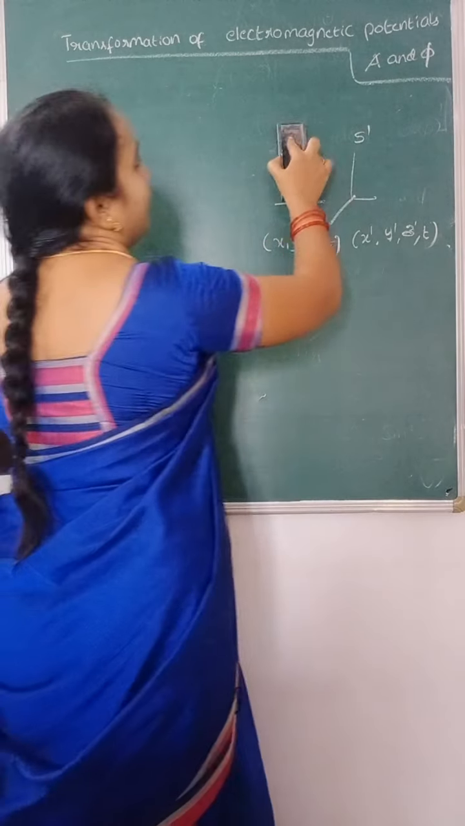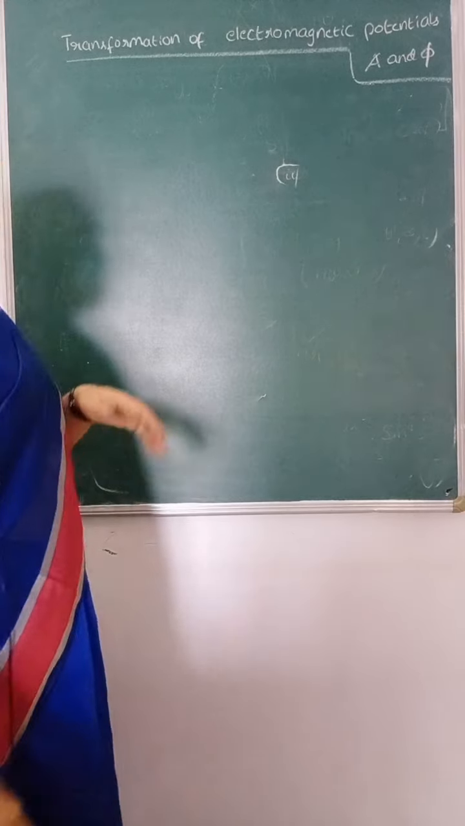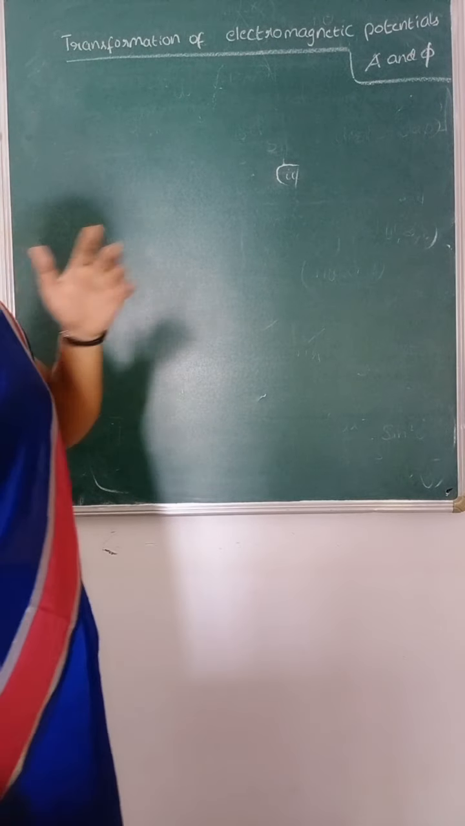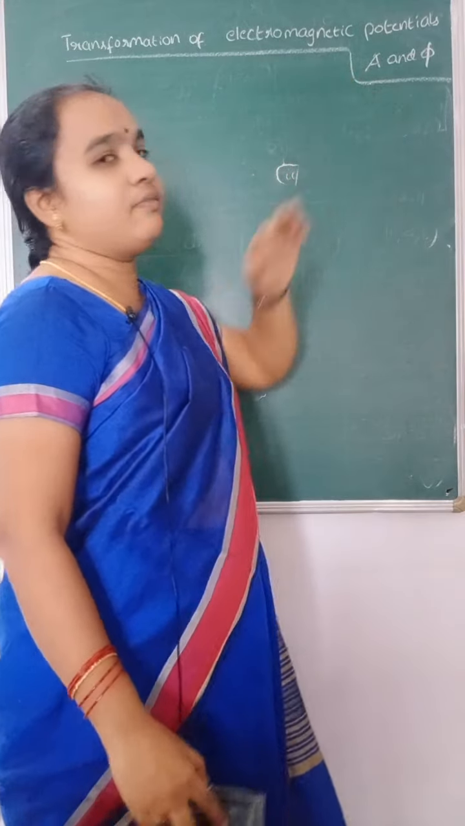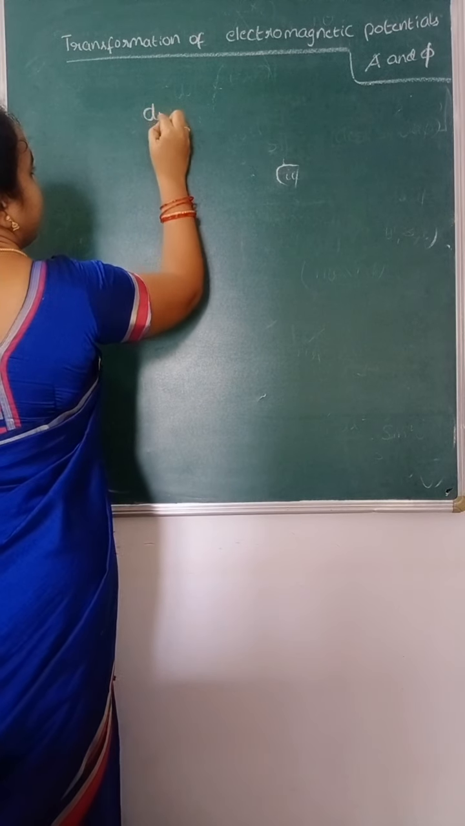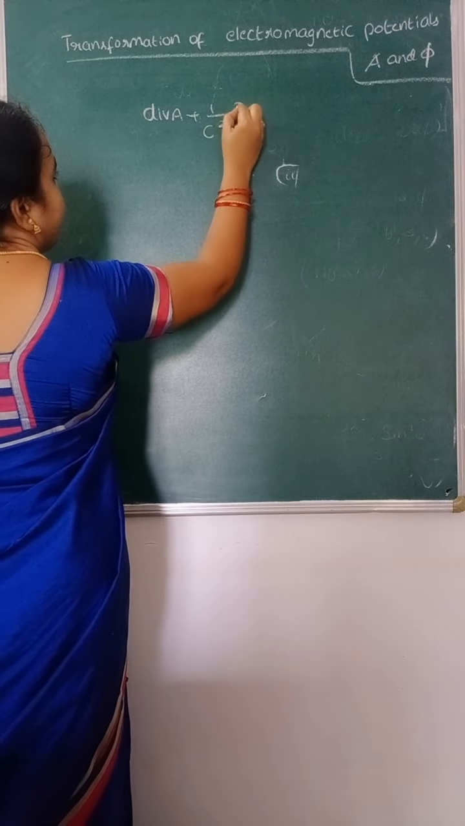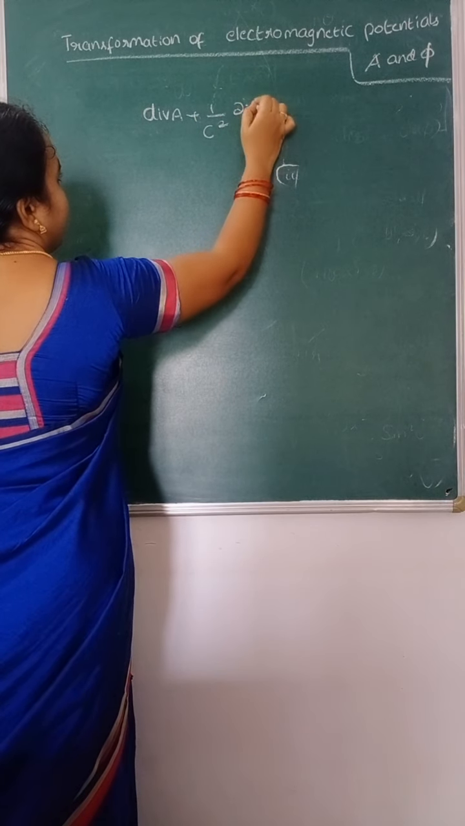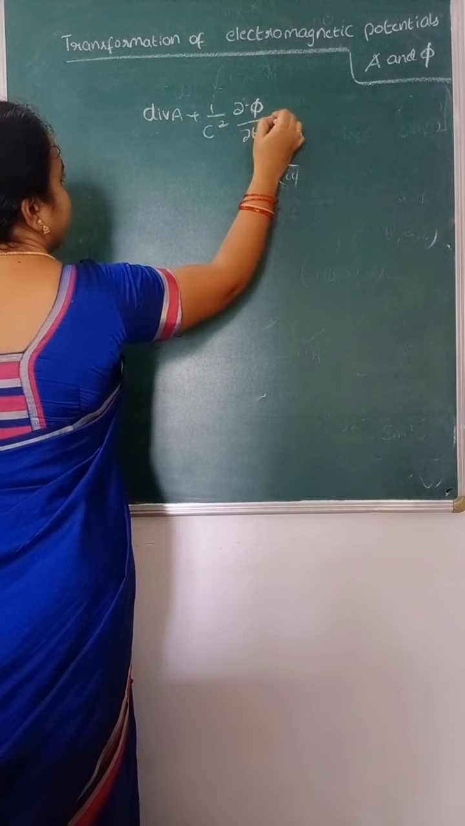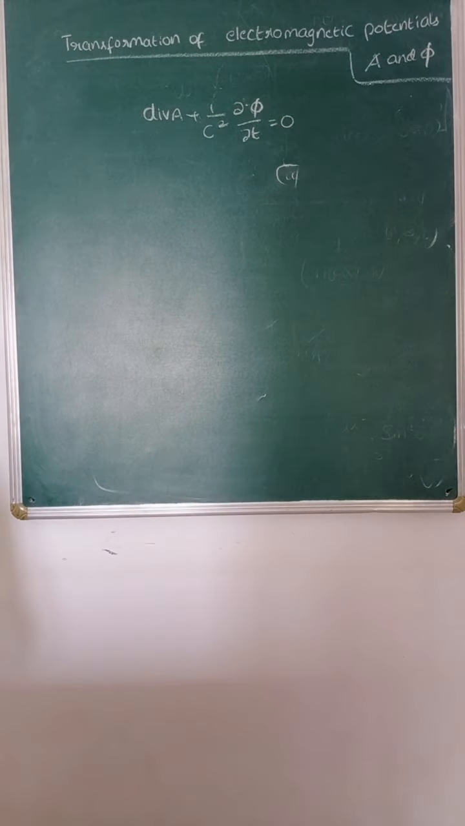The electromagnetic potentials are A and phi. The mathematical relation which correlates A and phi is the Lorentz condition. So what is the Lorentz condition? Divergence of A plus 1 by c square dou phi by dou t is equal to 0. This is the Lorentz condition.